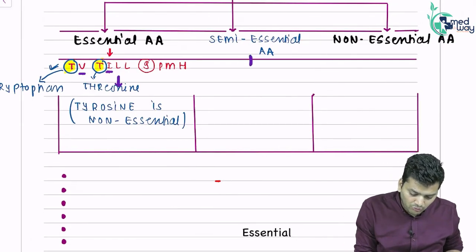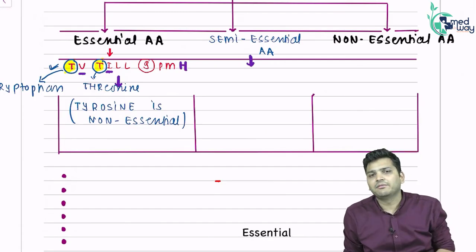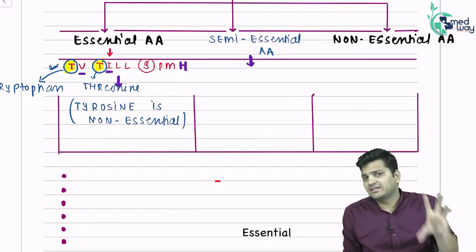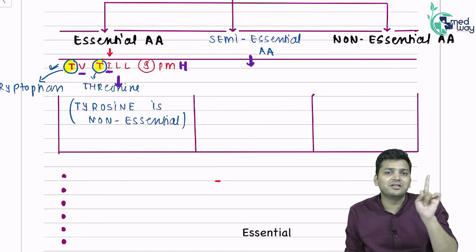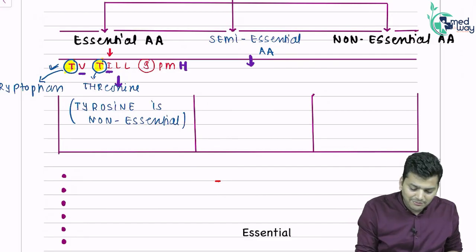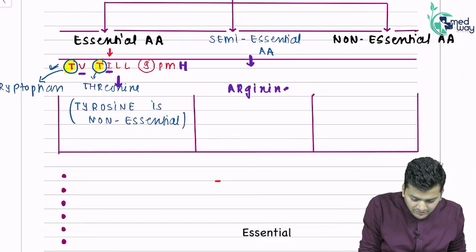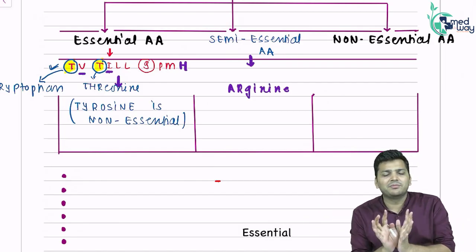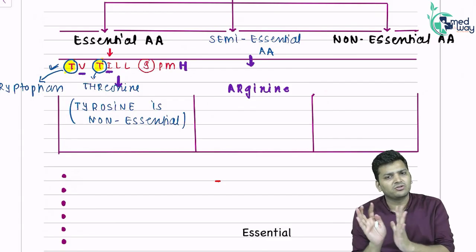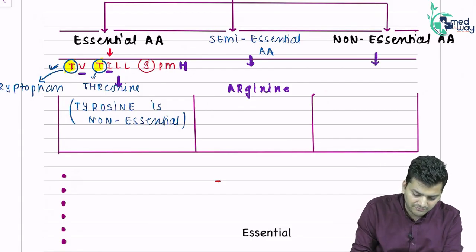Now coming to the semi-essential. I was telling you there is some controversy. The controversy is about this H. H is histidine. Let's consider histidine as essential, because in the NetBoard question bank, histidine is essential. The only semi-essential in their question bank is arginine. In Satyanarayan, arginine and histidine are both semi-essential, but in Harper it is not written like this. So semi-essential is only arginine, and all the remaining are non-essential.